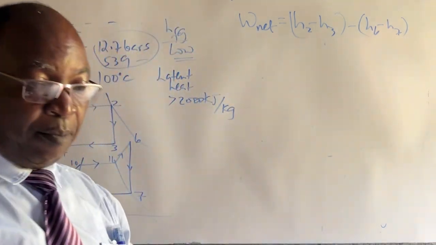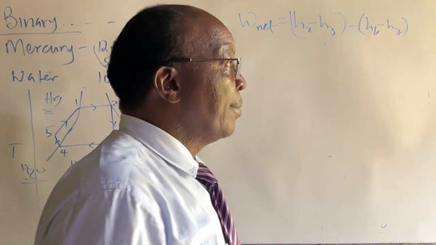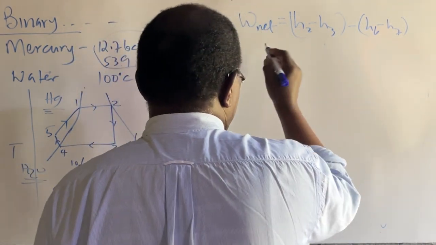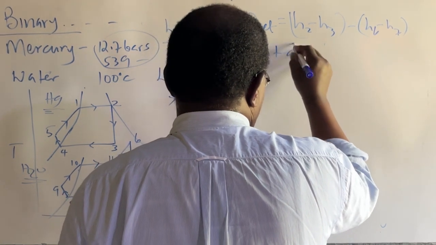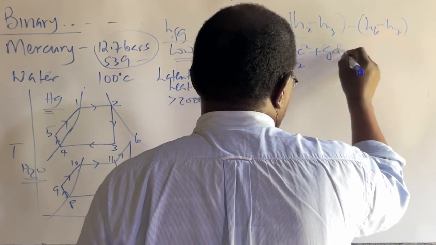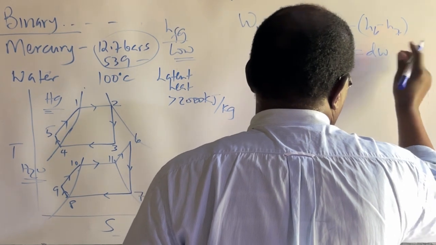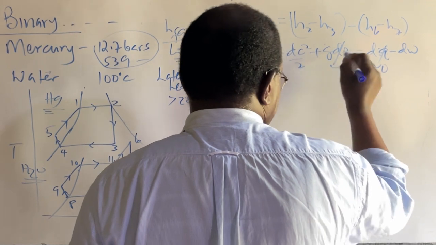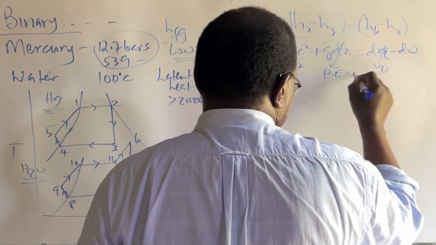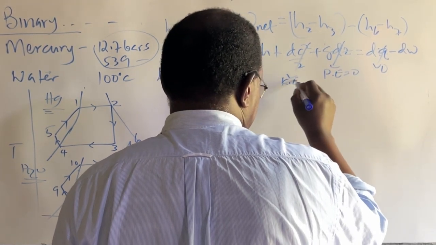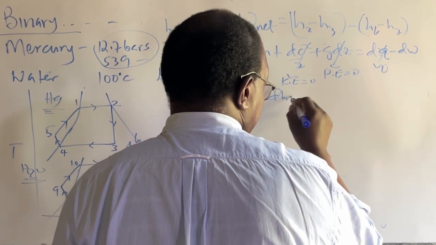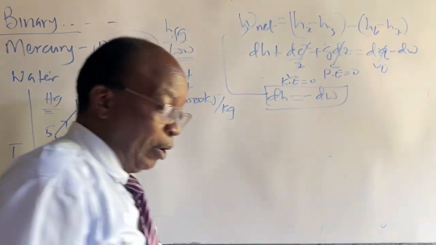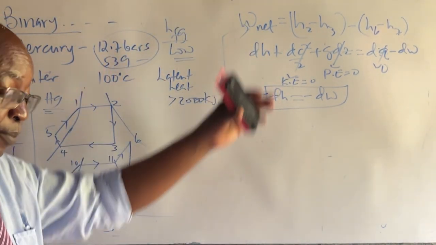Just remember from the first law of thermodynamics for steady state flow processes, we say that dH plus dC squared over 2 plus g dZ is equal to dQ minus dW. When you're dealing with an adiabatic system, assuming potential energy is zero or negligible, and assuming kinetic energy is negligible, then dH is basically minus dW. And it's that expression which we're using to compute work in terms of enthalpies.